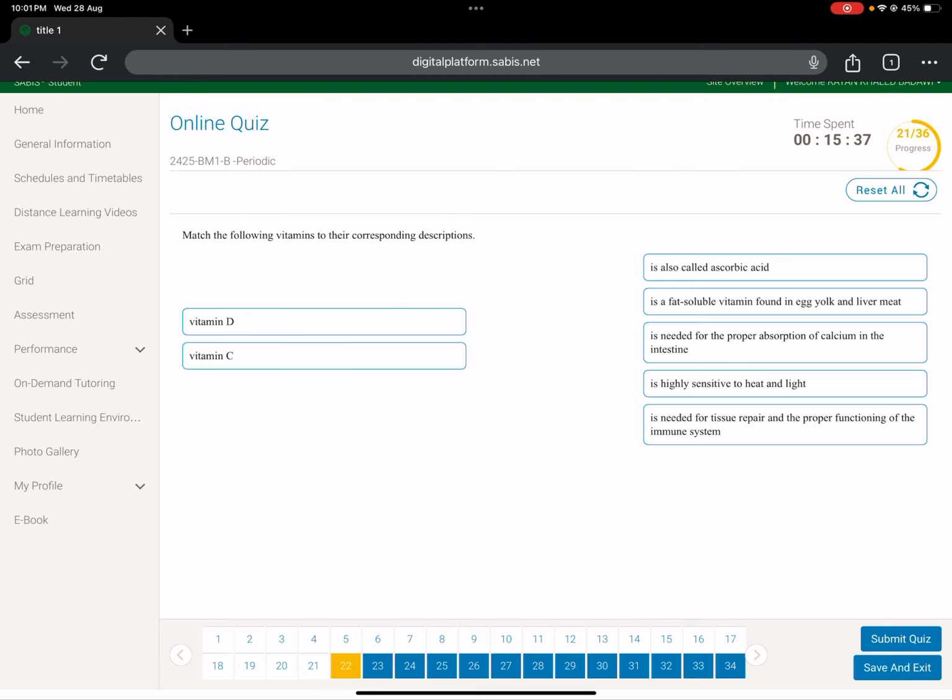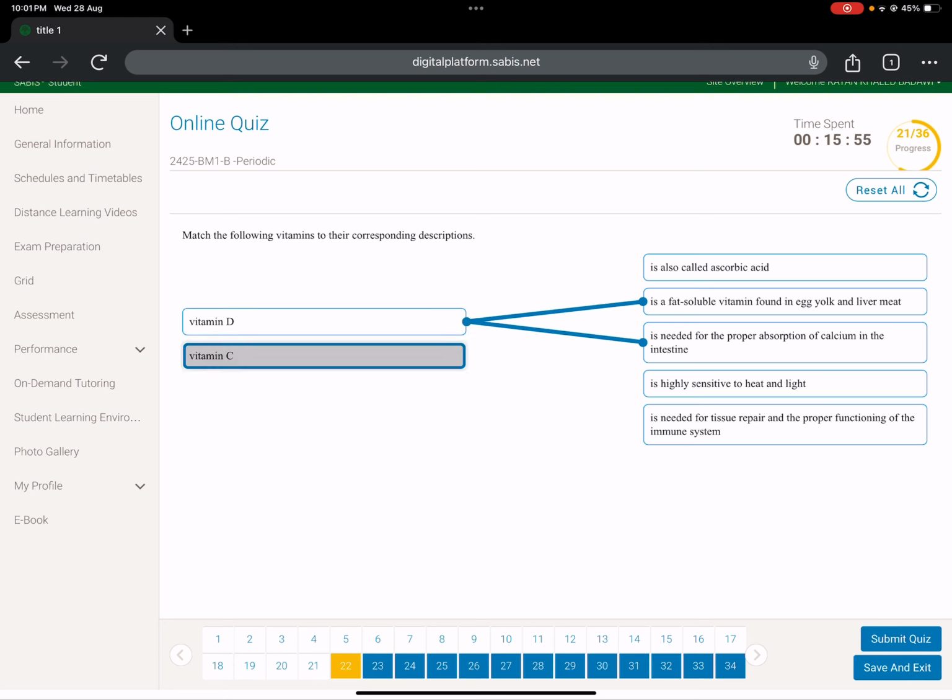Okay, now we just have to match vitamin D. Remember, vitamin D was fat soluble. Vitamin C was water soluble. So vitamin D is fat soluble, and it's important for the absorption of calcium in the intestine.